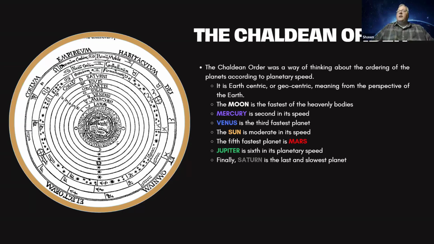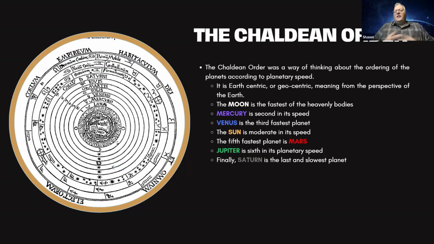But if we look here on the Chaldean order, we'll see that the Earth is here in the center, then the moon, then Mercury, then Venus. The sun is in the center, then Mars, then Jupiter, and Saturn. And then out here we have the fixed stars in the firmament. And then out here was known as sort of the divine one God.